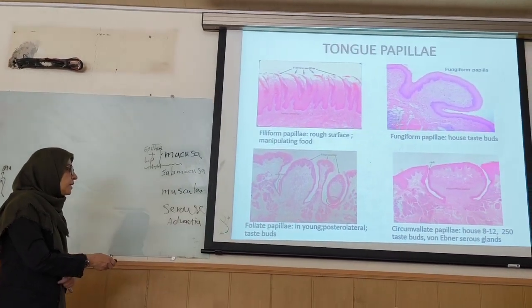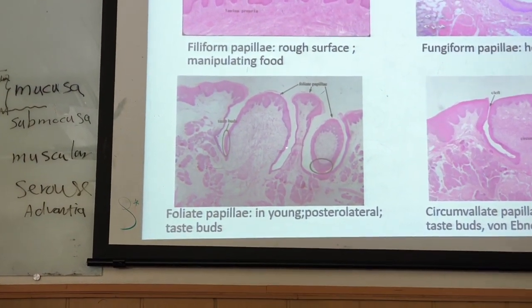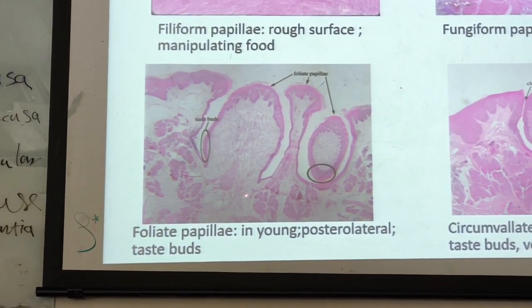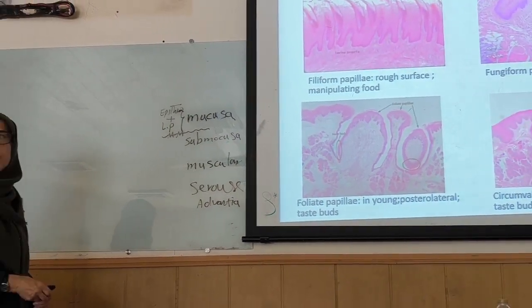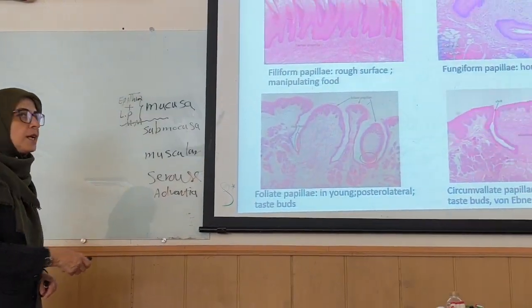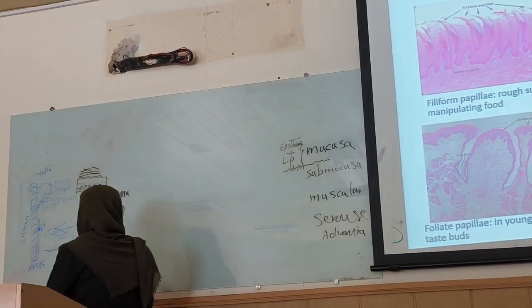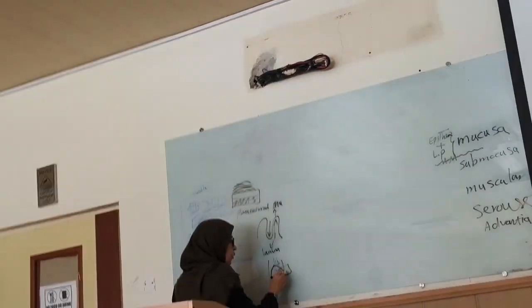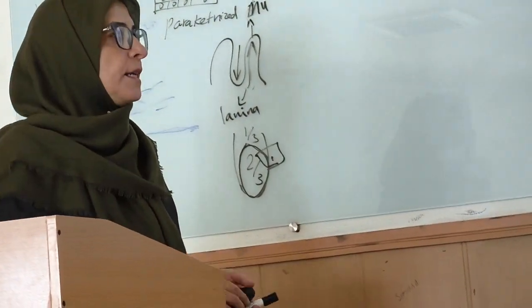The other type is foliate papilla, which have a cup shape. They are more numerous in young people, mostly located in the posterolateral surface of the tongue. Yes, here, they are more here. And they also include taste buds.